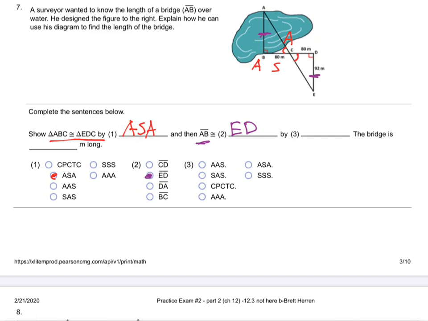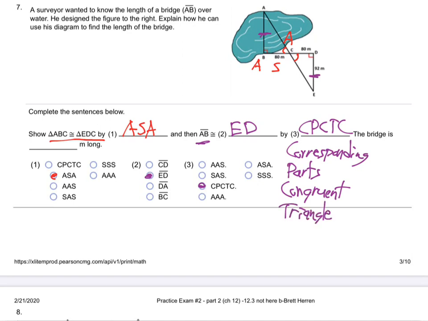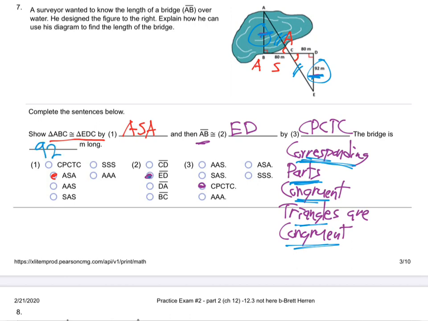And by what reason? CPCTC. That stands for corresponding parts of congruent triangles are congruent. That's what that stands for. Meaning, if you have two triangles that are identical, then their matching parts, their corresponding parts, like this side and this side, or this side and this side, have to be the same, right? It just means corresponding parts of identical triangles have to be identical. And therefore, this piece here must match this piece there, and the bridge must be 92 meters long. There we go.